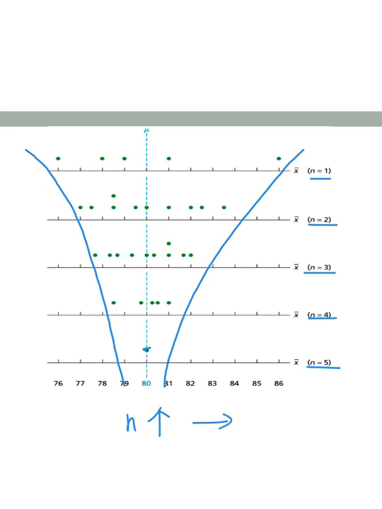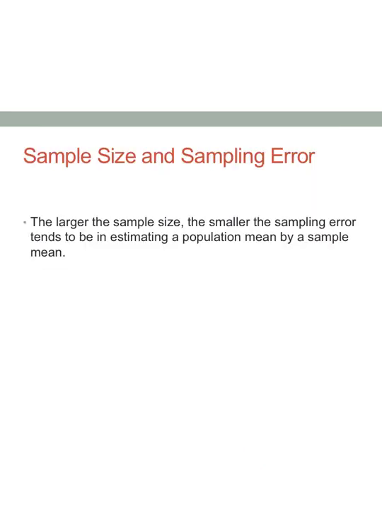So when the sample size is bigger, our sampling error is smaller. So if I use the sample information to estimate the population information, the estimation is better and better. Right? This is our conclusion: the larger the sample size, the smaller the sampling error tends to be in estimating the population mean by the sample mean. So that gives us a clue that in the future, when we do inferential studies, if we want to estimate the population information, it's a good idea to increase our sample size.